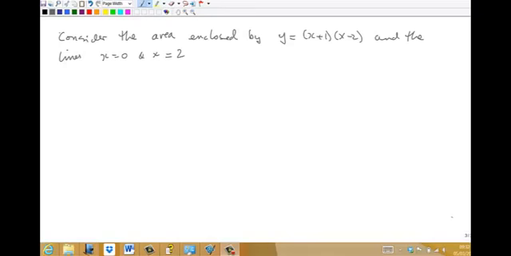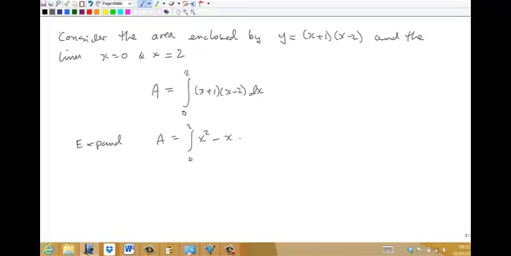Now consider the area enclosed by the curve y equals (x plus 1)(x minus 2) and the lines x equals 0 and x equals 2. By using the formula, the area equals the integral from 0 to 2 of (x plus 1)(x minus 2) dx, and expanding the brackets, the area equals the integral from 0 to 2 of x squared minus x minus 2 dx.